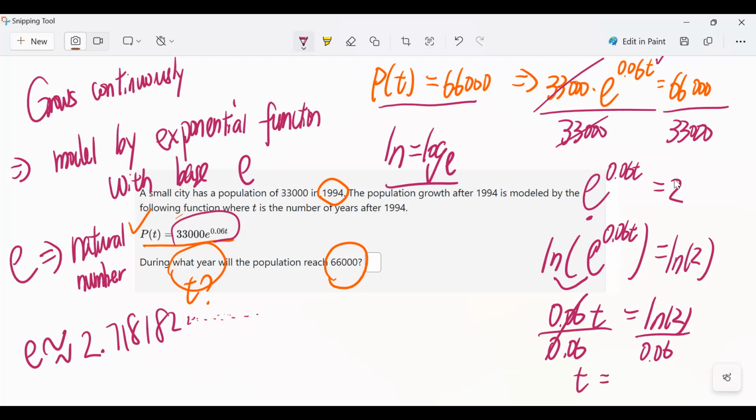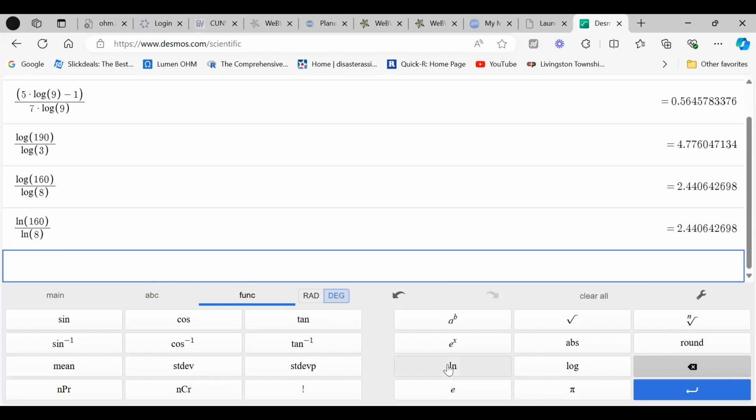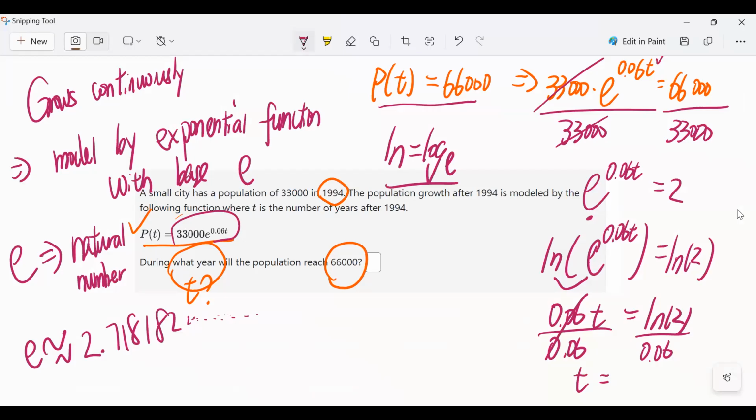Let's see what that is. They want how many decimals? Oh, yeah. We're going to round to a whole number because it's the year, right? So here, let's get ln of 2 divided by 0.06. So that's 11.6, right? And then we just round it to 12 years. It takes about 12 years. So time t is approximately equal to 12.